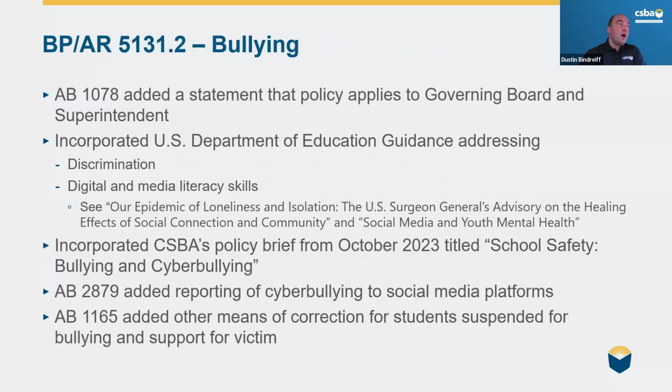So regarding bullying, we updated related to Assembly Bill 1078, adding a policy that applies to governing boards and superintendents as well. Additionally, we added some language in the notes and referenced some resources recently come out from the Surgeon General and the U.S. Department of Education related to mental health and an epidemic of loneliness, and provide some warnings and guidance related to social media and youth mental health. We also updated, providing the resource from the CSBA on school safety and cyberbullying. Additionally, we updated for AB 2879 related to cyberbullying and suspension and bullying. Next slide, please.